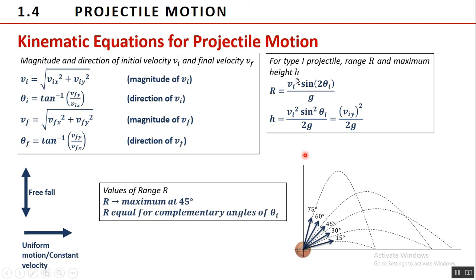Lastly, we investigate here the ranges of a projectile launched with the same speed but at different angles. As you can see, a projectile that was launched at 45 degrees has the maximum range. We also observed that ranges are equal for complementary angles. For instance, the range of 15 degrees is the same as its complementary angle 75 degrees. However, their heights are different.